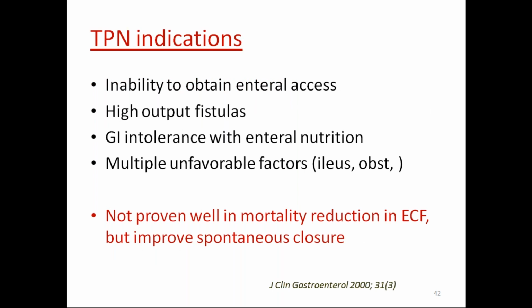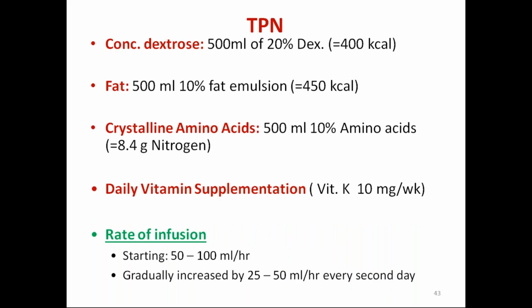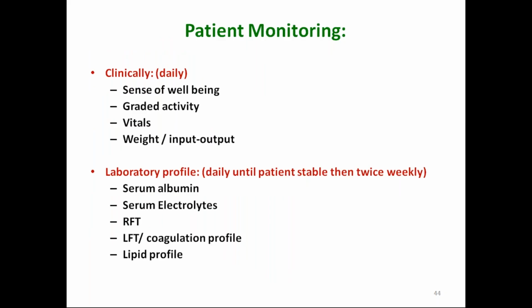Total parenteral nutrition is indicated when it is not possible to obtain enteral access, in case of high output fistula, and GI intolerance with enteral nutrition, and multiple unfavorable factors, that is ileus and obstruction. It is not well proven in mortality reduction in ECF. These are the rates of total parenteral nutrition, not that much required. For patient monitoring, clinically we monitor the patient daily by his sense of well-being, graded activities, vital signs, and weight, that is by measuring the input and output. Daily we send the normal laboratory profile, that is albumin, electrolytes, RFT, LFTs, and lipid profile.